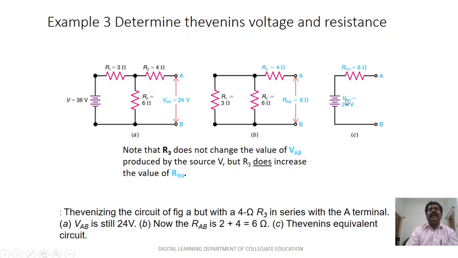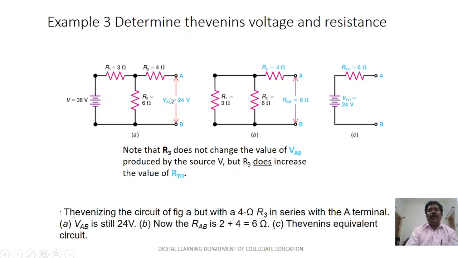So this is writing the equivalent circuit. Determine the Thevenin's voltage and resistance for the given network. So let us take the circuit like this: 36 volts, 3 ohms, 4 ohms and 6 ohms. If you want to calculate the RTH, first you mark the terminals A and B.